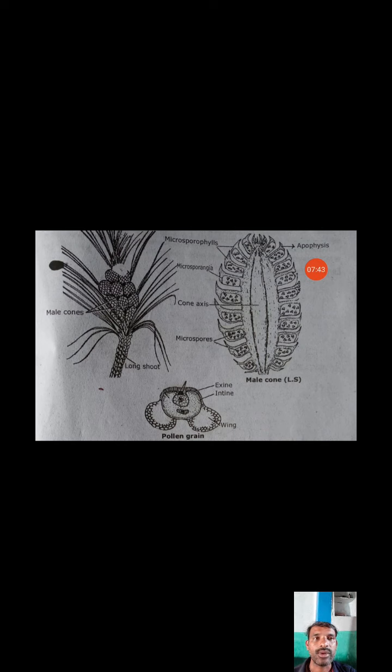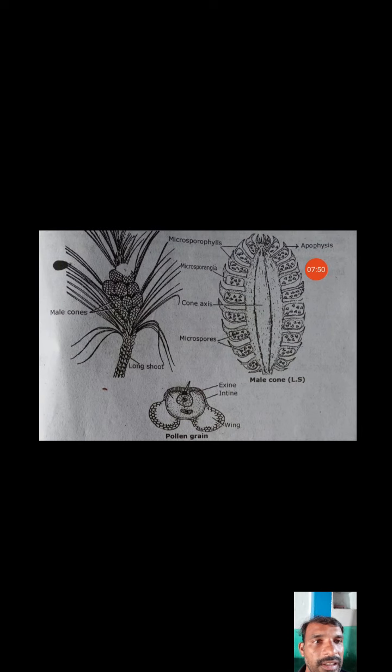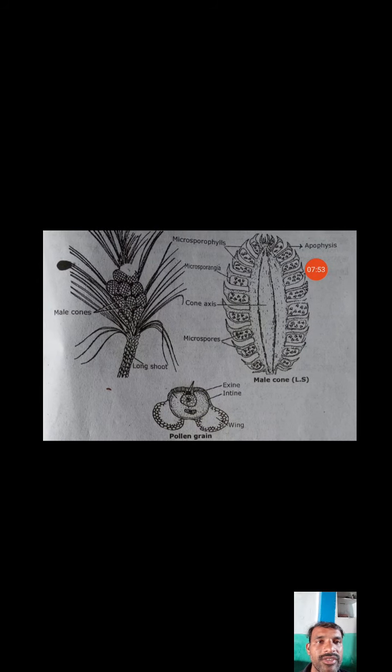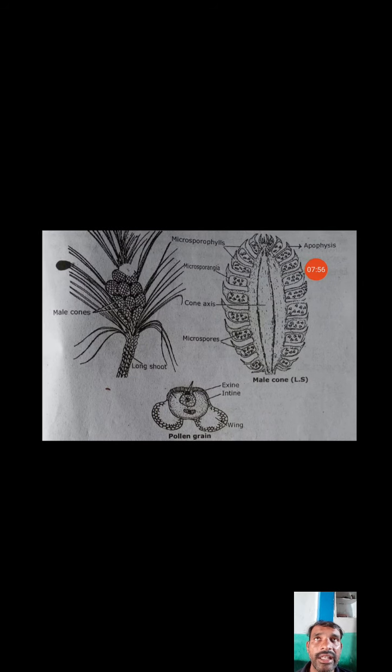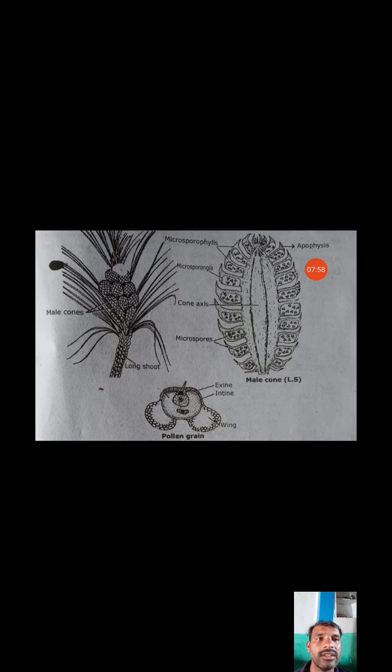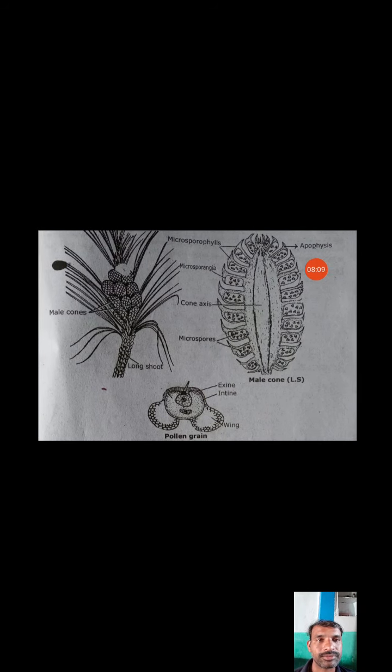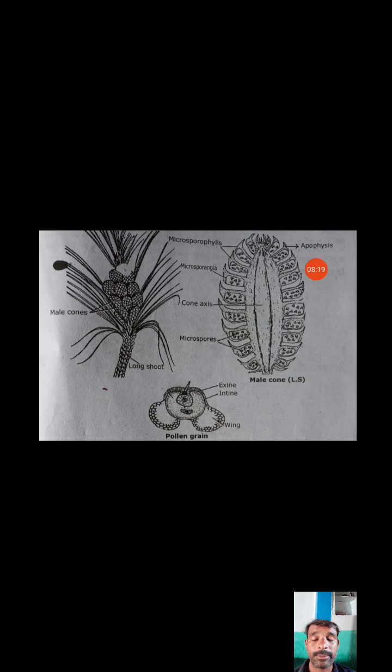Very important: the pollen grains released, each pollen grain shows a yellowish color. At the time of liberation of the pollen grains, the entire forest shows yellow, and this is called a shower of sulfur, which means the entire forest looks yellowish. Now, this is the common male cone with microsporangia and microspores. After that, I can explain the development of the microspores and the development of the male gametes.